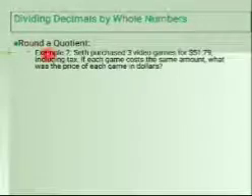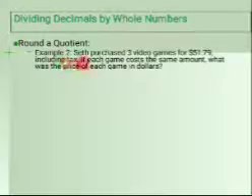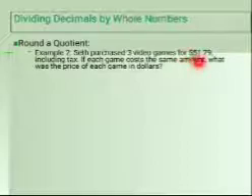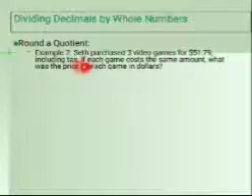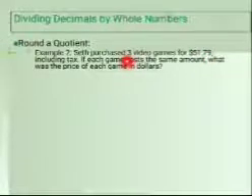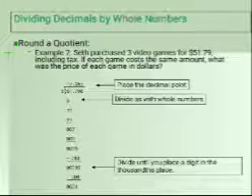Now, let's see another example here. Finding a quotient. Example 2. Seth purchased 3 video games for $51.9, including tax. If each game costs the same amount, what was the price of each game in dollars? So what we need to do here is divide this amount by the total number of games. We have 3 here. So 51.9 divided by 3, which is also a one-digit divisor. Is that okay? So this is the solution here now.